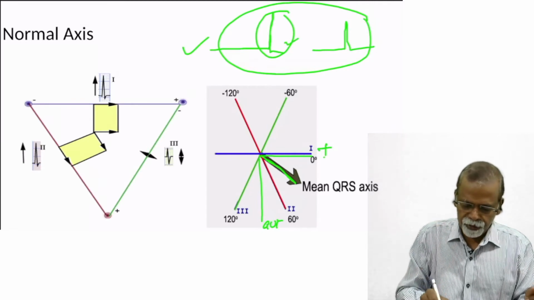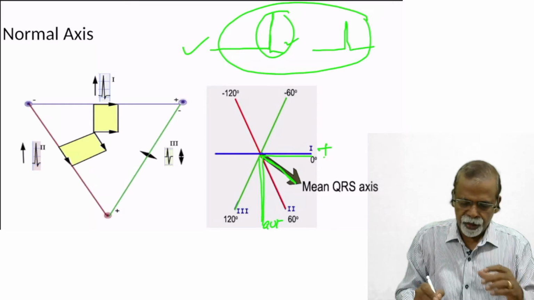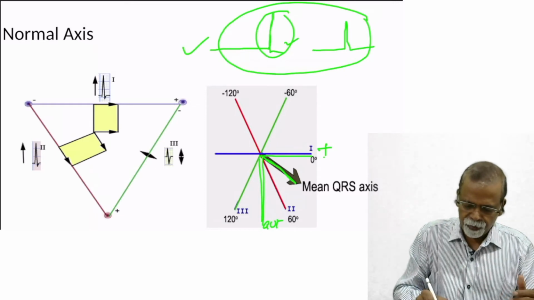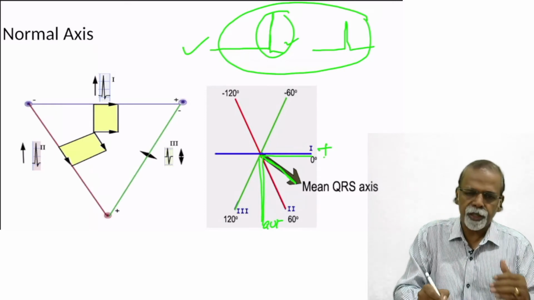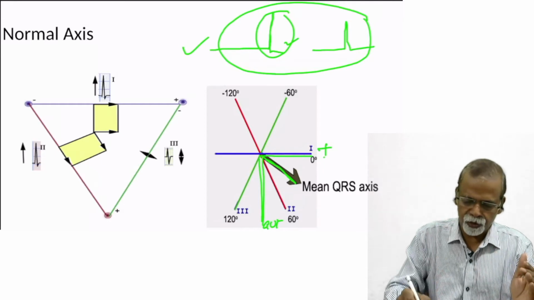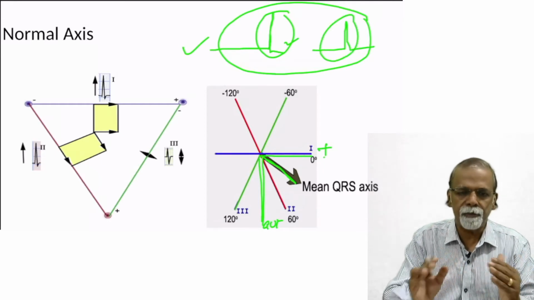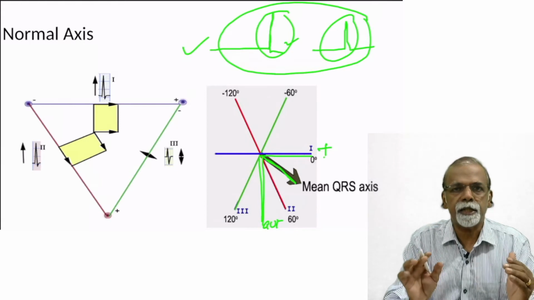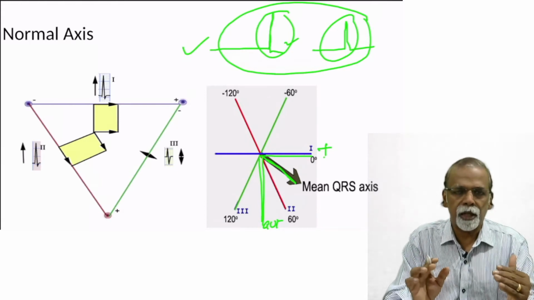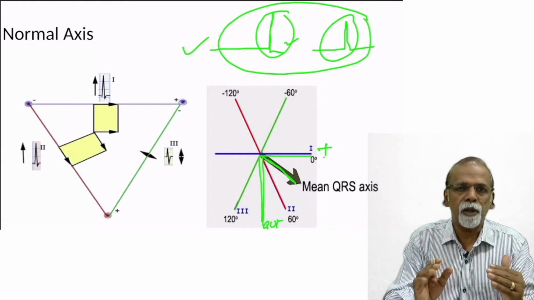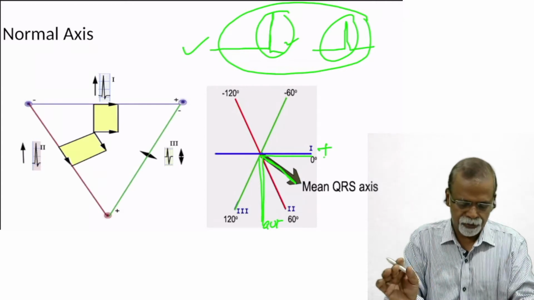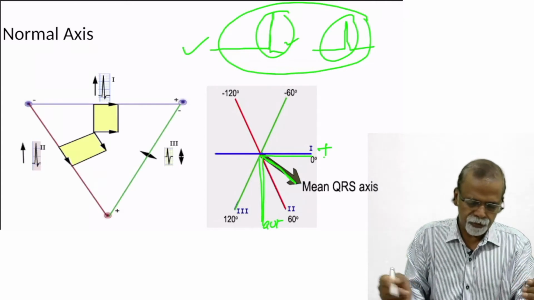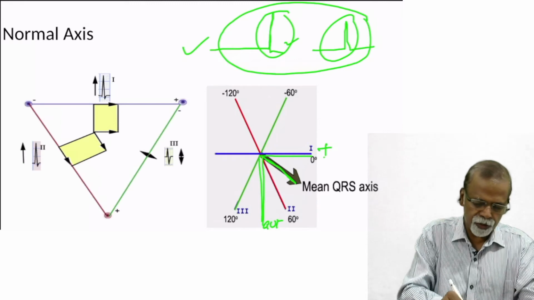And here will be the AVF. Most of the deflection is going in the direction of the AVF, so it should be positive. So lead 1 and AVF are dominantly positive. You can say that the ECG for that heart has a normal axis. Hope this is clear to you. So this is the picture showing lead 1 should be positive.